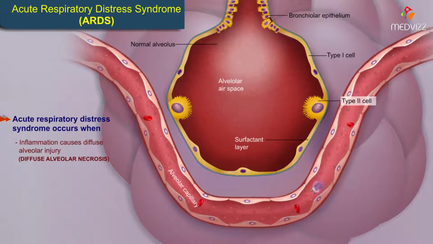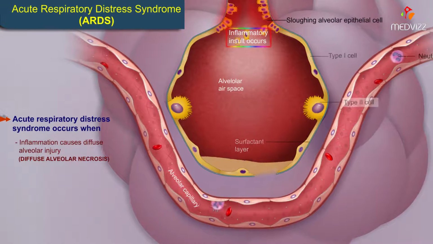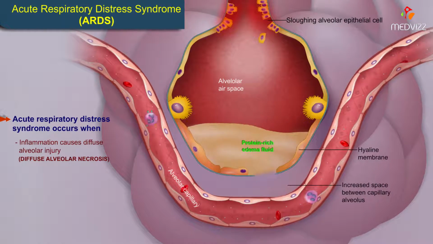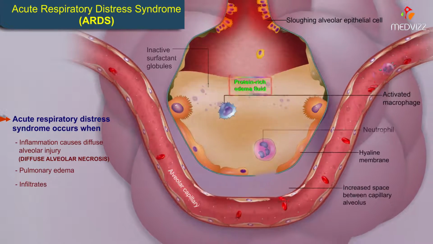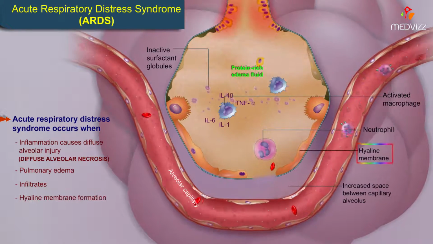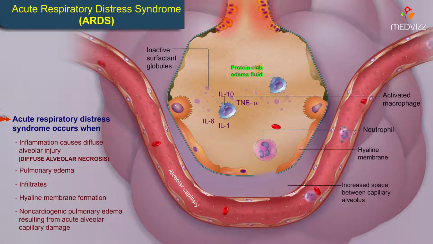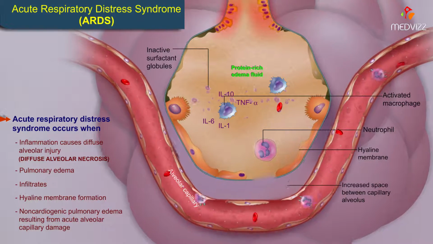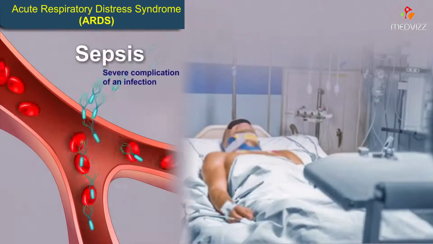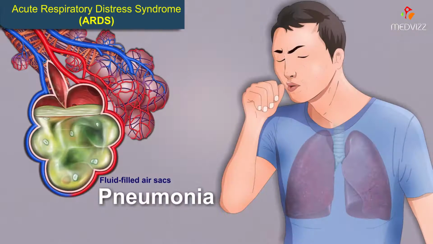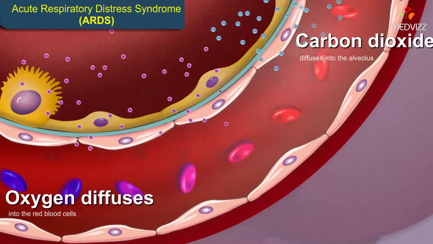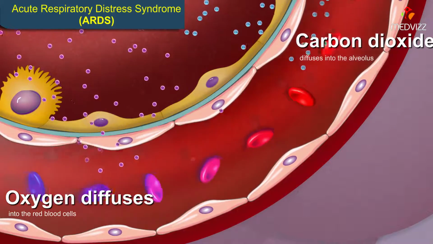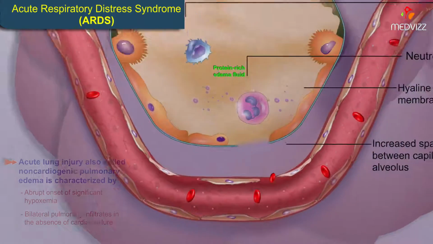Acute respiratory distress syndrome happens when inflammation causes diffuse alveolar injury or damage, diffuse alveolar necrosis, pulmonary edema, infiltrates, and hyaline membrane formation. Non-cardiogenic pulmonary edema resulting from acute alveolar to capillary damage. Sepsis and pneumonia are the most common causes. It is graded based on the severity of the changes in arterial blood oxygenation.